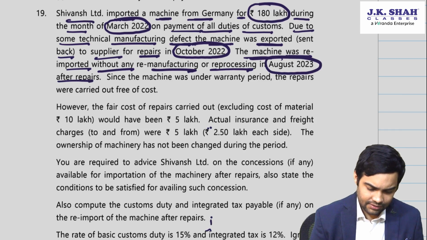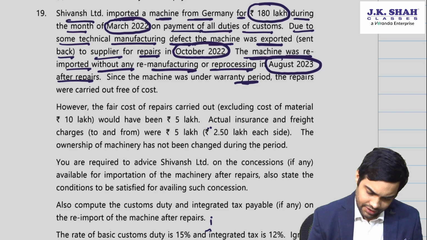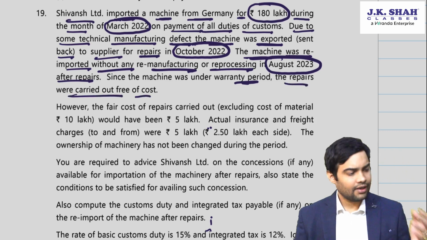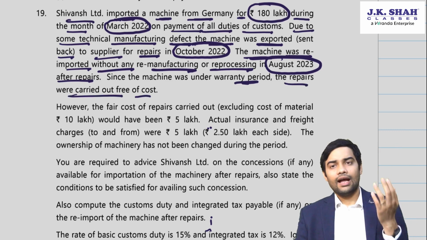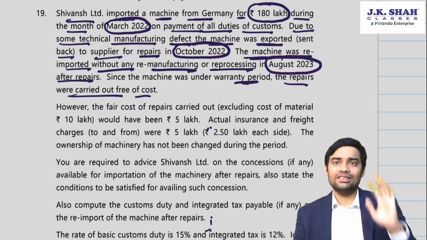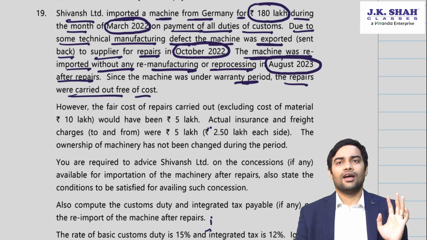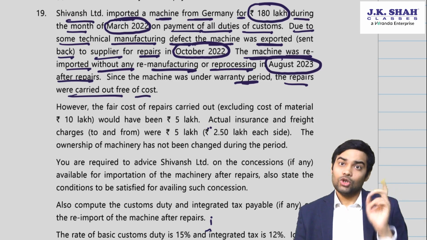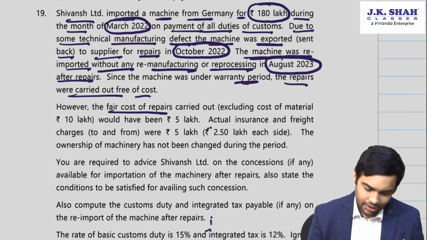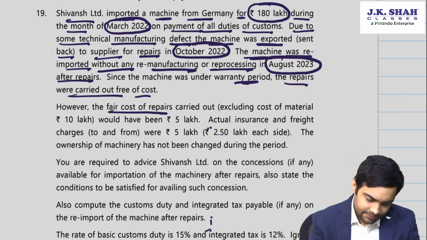Since the machine was under warranty period, the repairs were carried out free of cost. Now tell me, you sent a machine back because it was not working. The same machine came back without any remanufacture. Will custom duty apply on the entire machine? No. The custom duty will apply on fair cost of repair plus material plus to and fro freight and insurance.